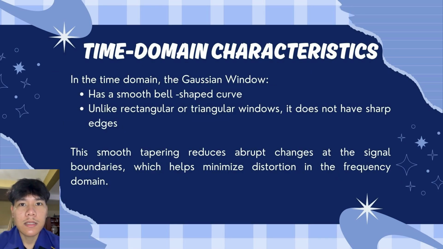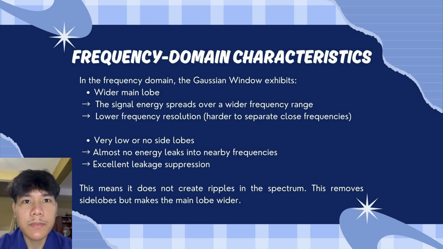Time domain characteristics. In the time domain, the Gaussian window has a smooth bell-shaped curve. Unlike rectangular or triangular windows, it does not have sharp edges. This smooth tapering reduces abrupt change at the signal boundaries, which helps minimize distortion in the frequency domain. After that, frequency domain characteristics.